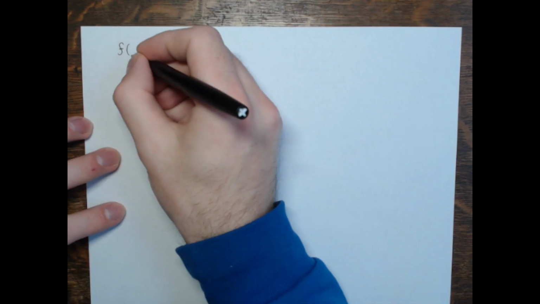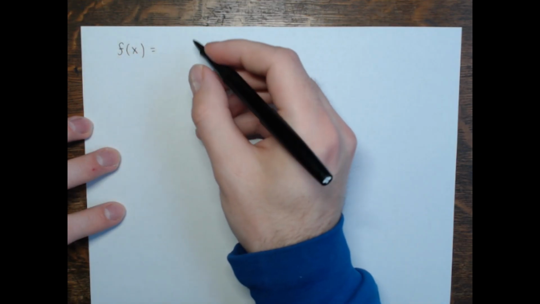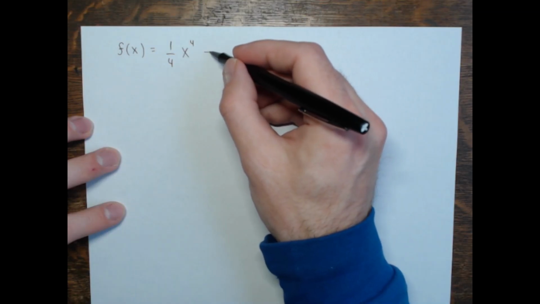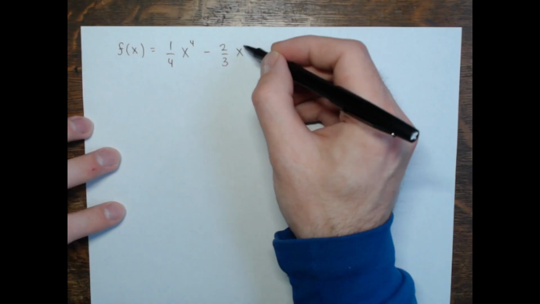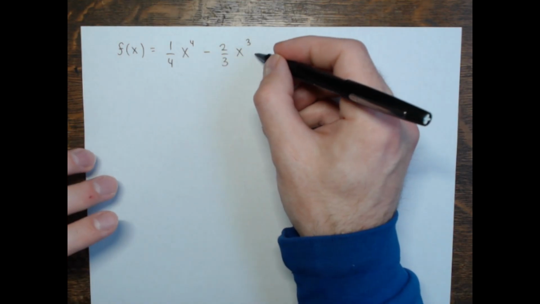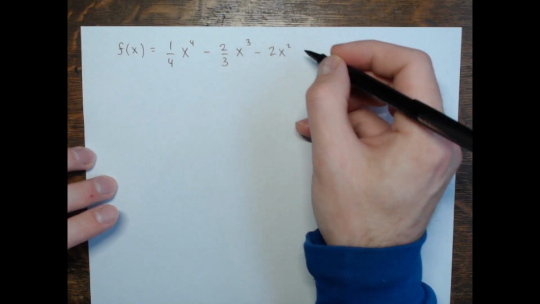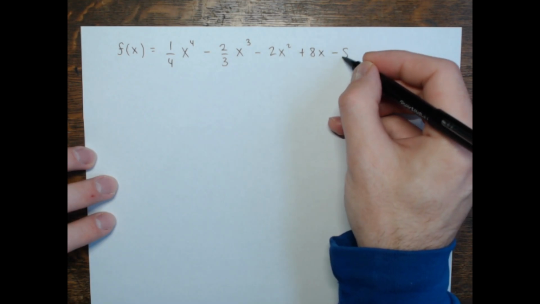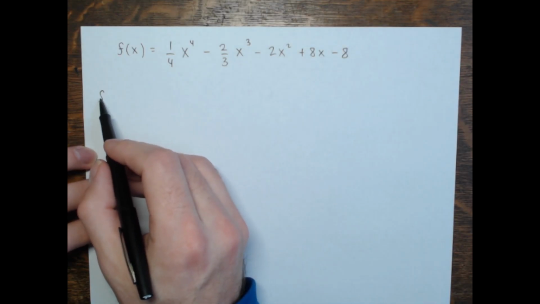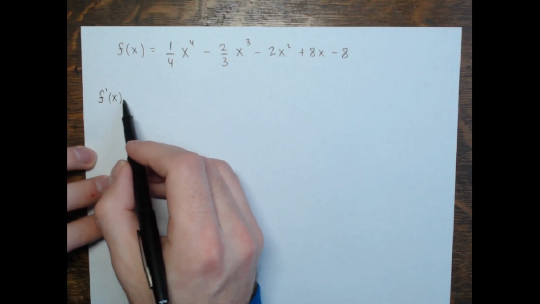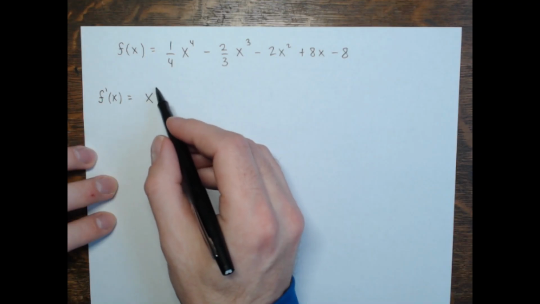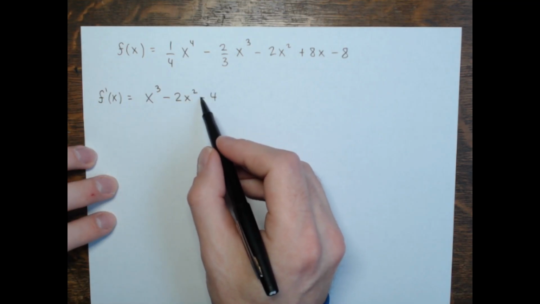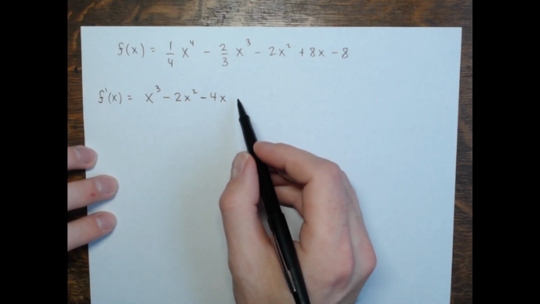All right, so here's our function. Degree 4, we get 1/4 x to the 4th minus 2/3 x cubed minus 2x squared plus 8x and then minus 8. So again, talking about where it's increasing or decreasing, I need to know the first derivative. So that'd be 1x cubed minus 2x squared minus 4x and then plus 8.